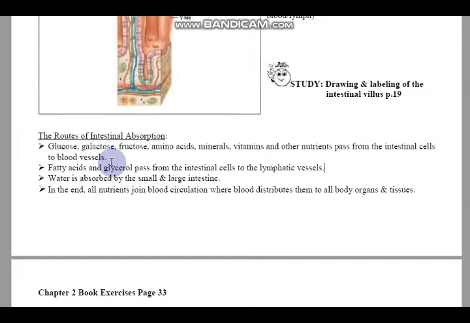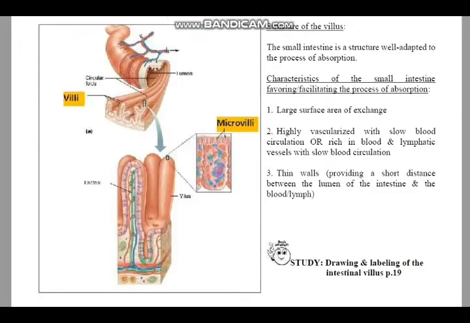So if I ask you to talk about absorption, you need to say that all the nutrients are absorbed directly into the blood vessels except for the fatty acid and the glycerol. They are absorbed from the intestinal cell to the lymphatic vessels. Of course, the water is absorbed by both the small and the large intestine. In the end, all nutrients are joined together in the blood circulation, and the blood distributes them to the body and the tissues. So, today's lesson is about absorption.